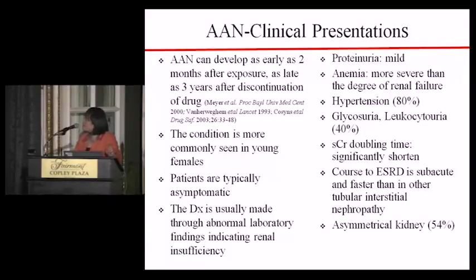Okay, like I said, patients tend to develop Fanconi syndrome. The creatinine doubling time is significantly shorter, so it's a rapidly progressive condition. And like I said, the course to end-stage renal disease can be very fast compared to other interstitial nephropathy conditions. 54% of the patients have asymmetrical kidneys. So when you see a patient with asymmetrical kidney sizes, think about this entity as well.